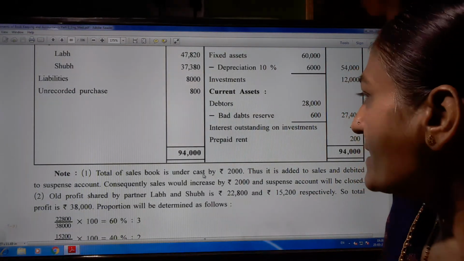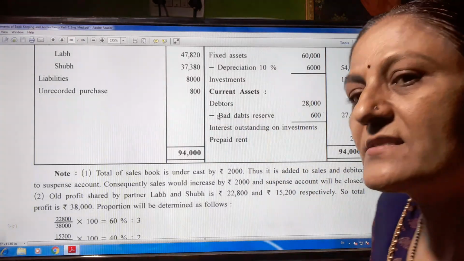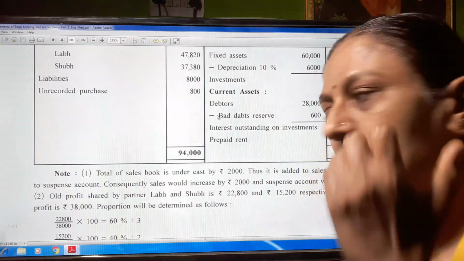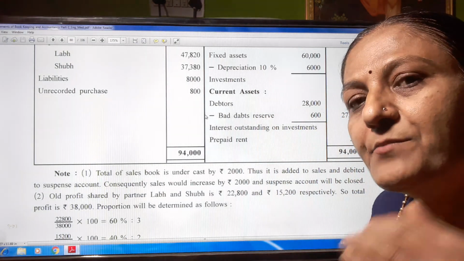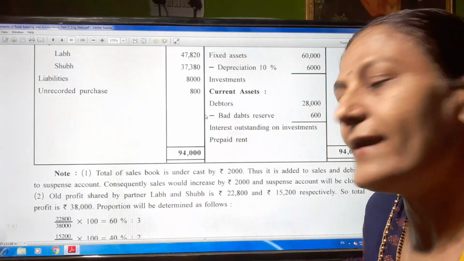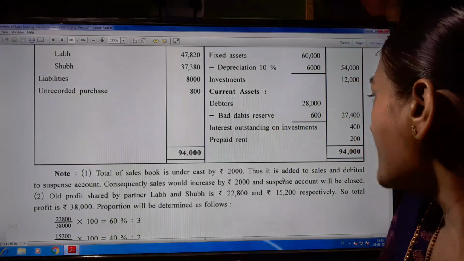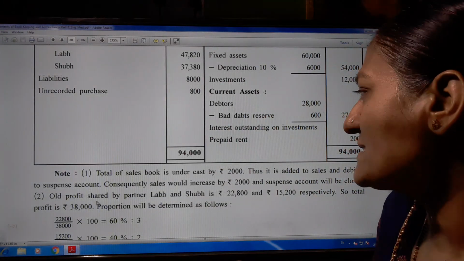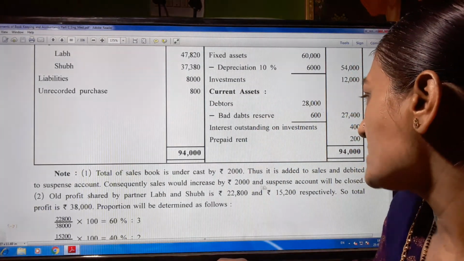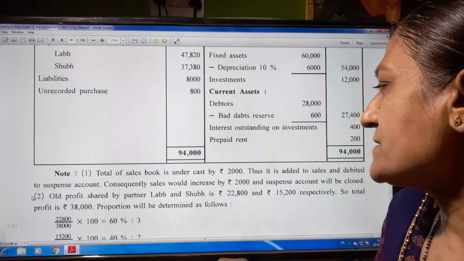Total of sales book is undercast. When there is undercast, then always add, and when overcast then always minus. This is the rule. When undercast, it means we wrote the lesser amount, so now we have to add this amount. Thus it is added to the sales and debited to suspense account. Consequently, sales would be increased by rupees 2,000 and suspense account will be closed.